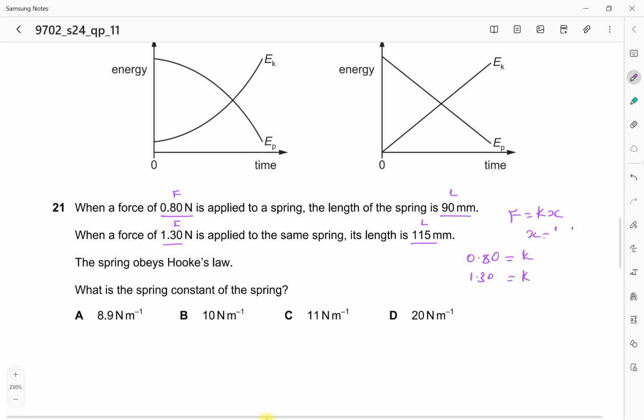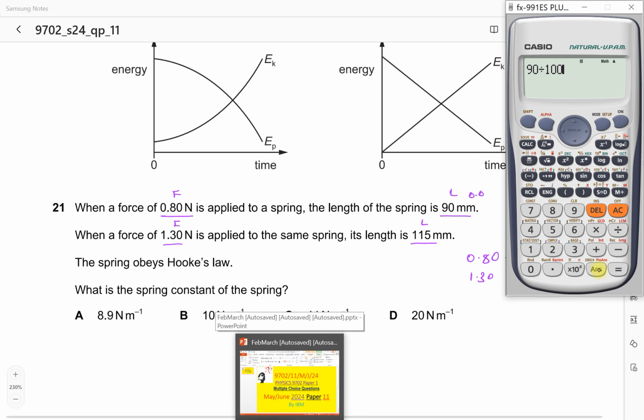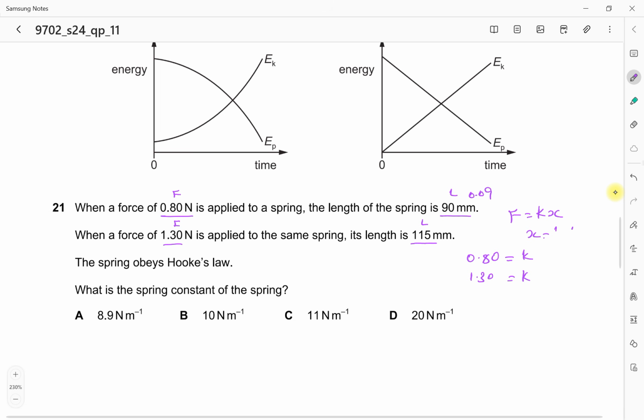So this is 90 divided by 1,000, which is 0.09. And this one is 0.115. Remember, extension is the new length minus the original length. So this is going to be K into 0.09 minus L naught, so that my answer will be in meters for L naught. And this is 0.115 minus L naught.